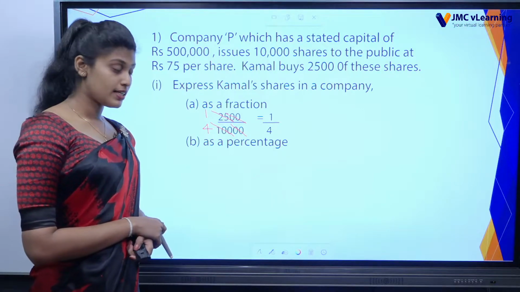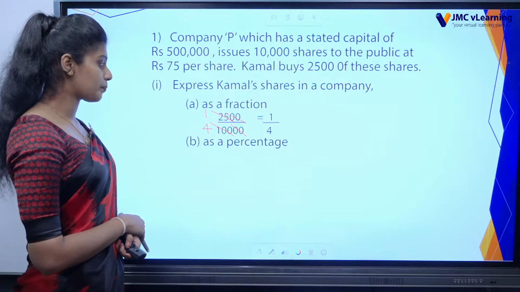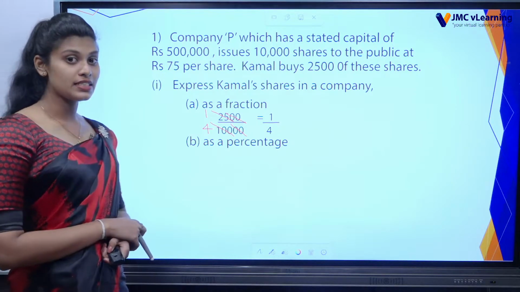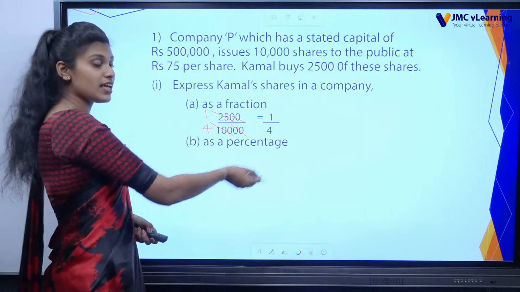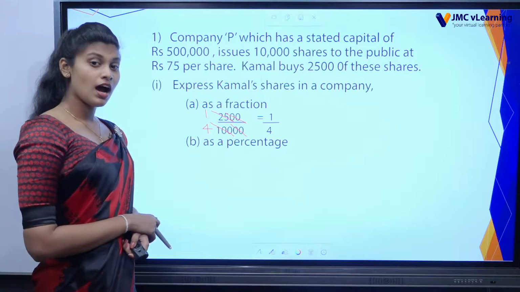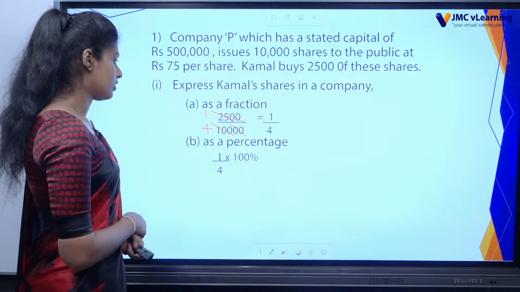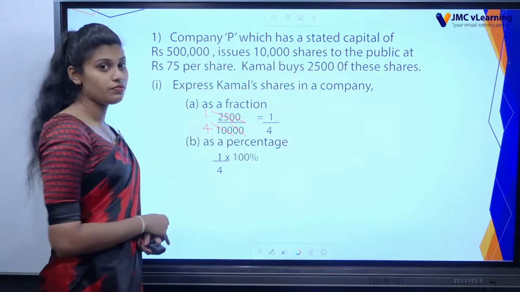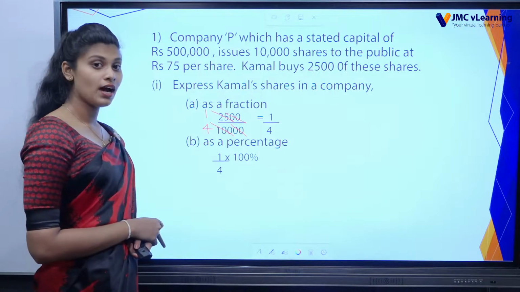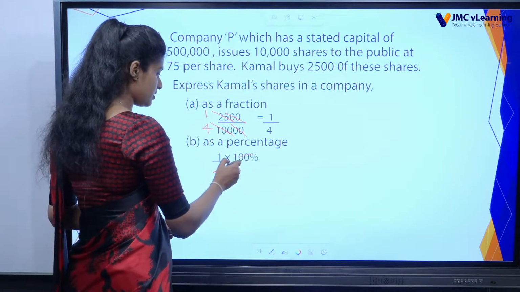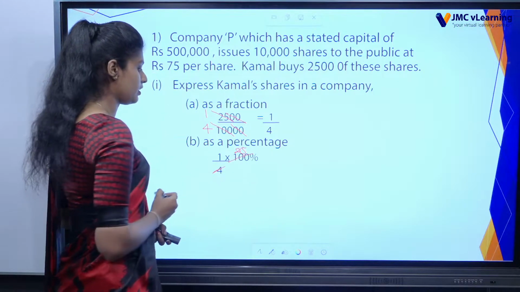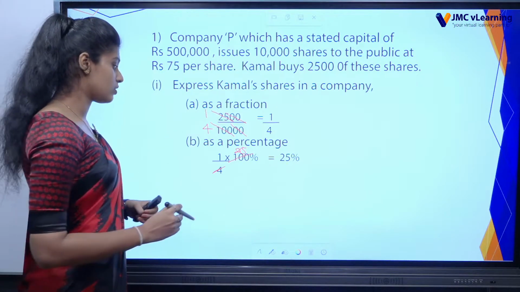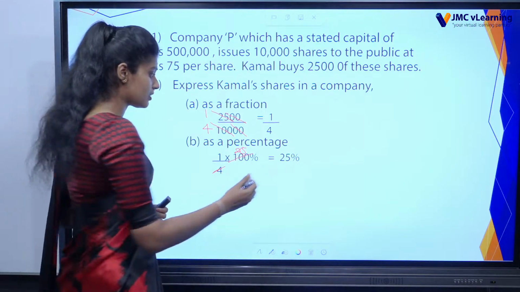Then let's write it as a percentage. How can you write this as a percentage? You have to do a simple thing. That means the same thing, you have to multiply by 100%. We have taken the answer as 1 over 4. This 1 over 4 should be multiplied by 100%. Then the answer is 25%.